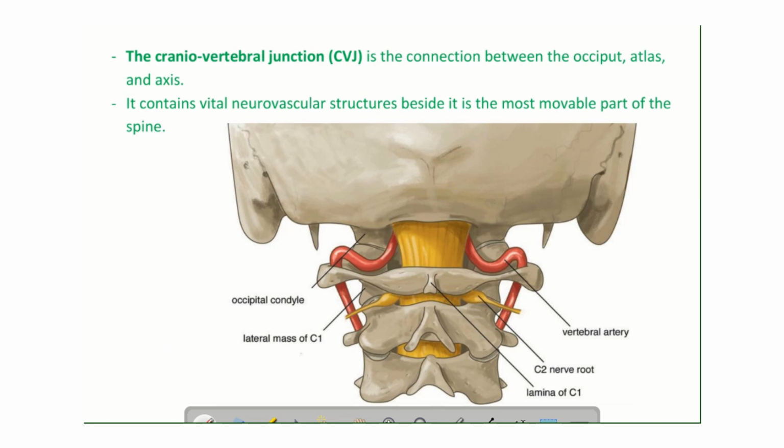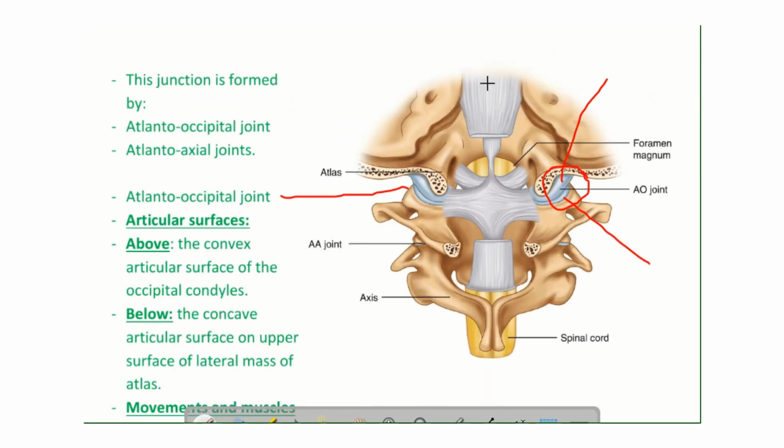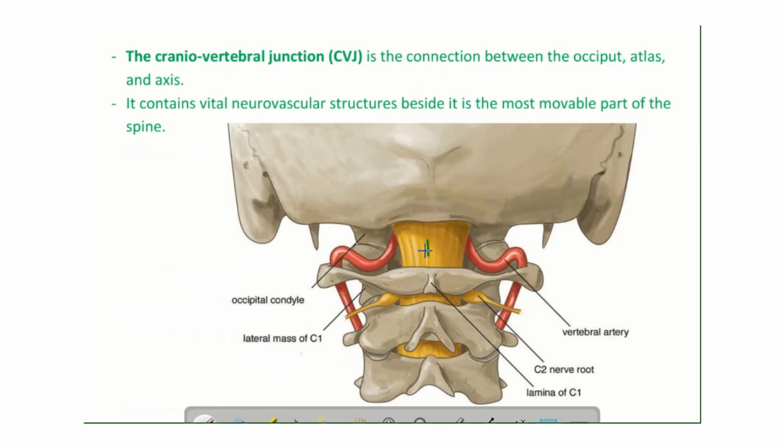The craniovertebral connection is formed, as we said, from joints, which are 5 joints, 2 atlanto-occipital joints and 3 atlanto-axial joints. These are very important joints. Why? Because they connect the cranium with the upper cervical vertebrae, and this area contains vital structures, which are the spinal cord and the vertebral artery.